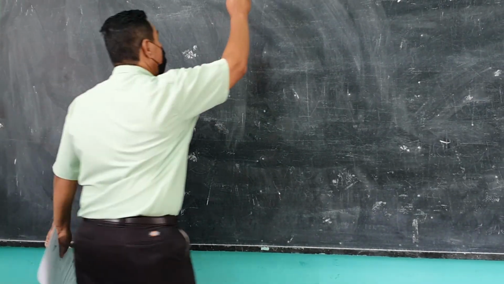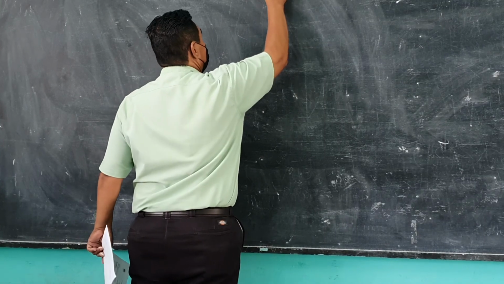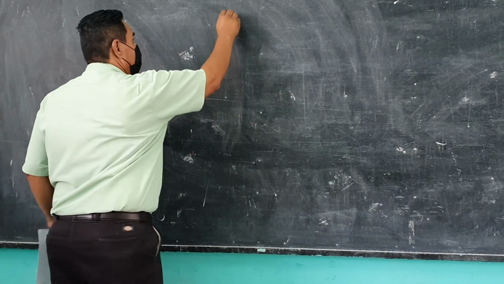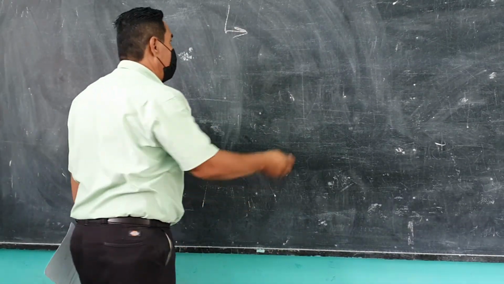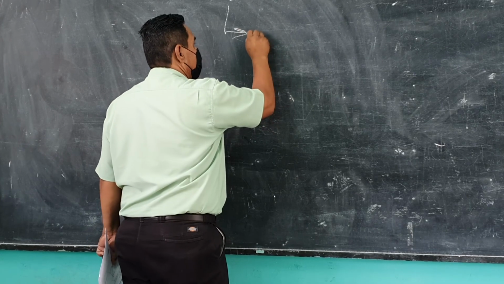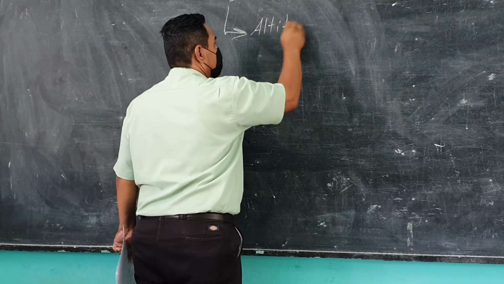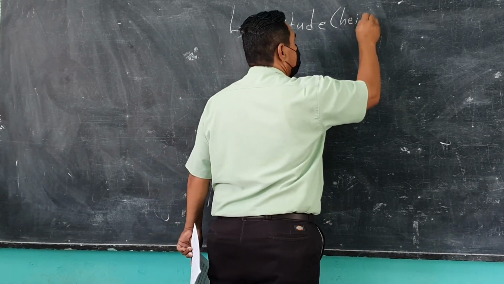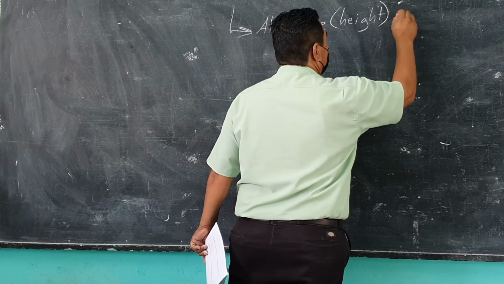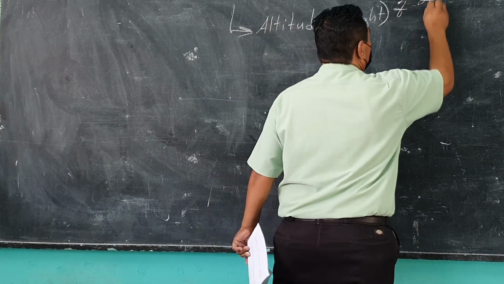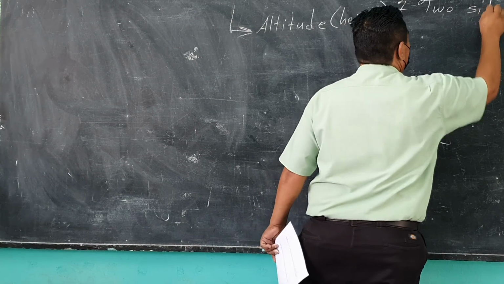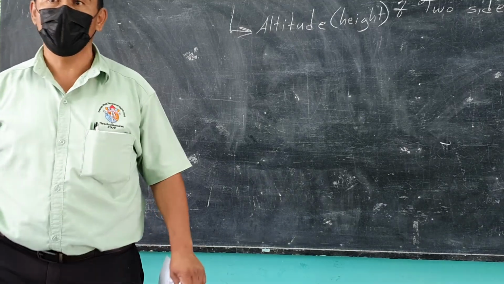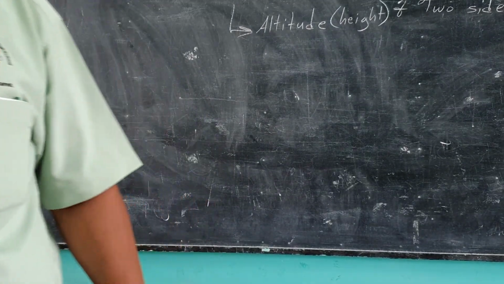As you can remember in the previous class, we dealt with triangles. And the last topic that we dealt with was how to construct a triangle given the altitude, whereby altitude is also known as height, and two sides. Okay, that was the one that we dealt with. The last one, the construction of triangles.